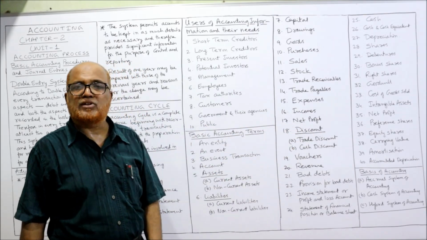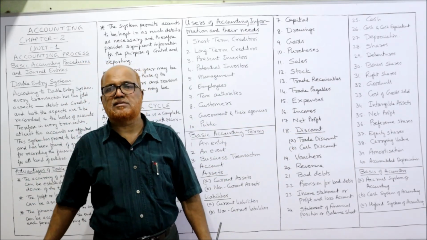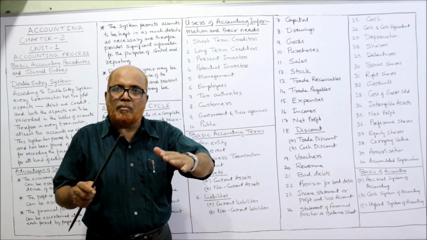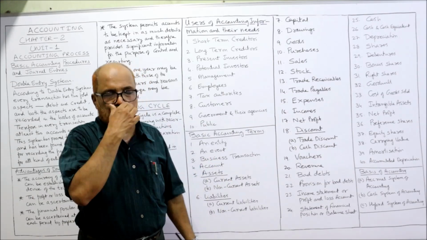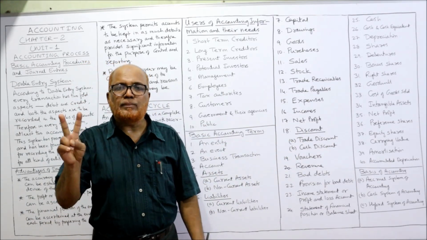Next comes net profit. Net profit is the difference between revenue and expenses, income and expenses. So all the incomes minus all expenses, we will get net profit. Next comes preference shares. There are two types of shares in India.